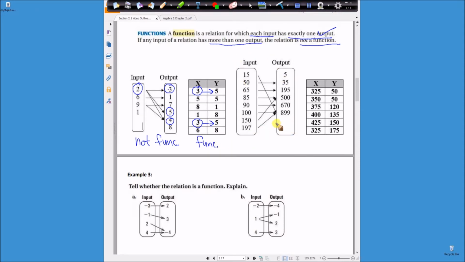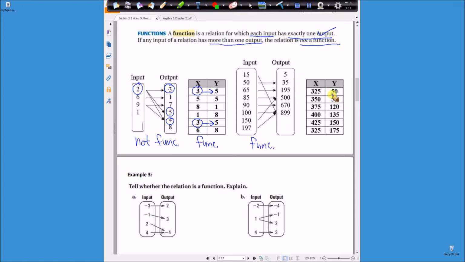This mapping diagram here, let's see if you can figure that one out. 15 goes one place. Basically, fairly easy. All these numbers are different numbers, and they map only to one number, one arrow each. So that's fairly simple to see that this one meets the definition of a function.